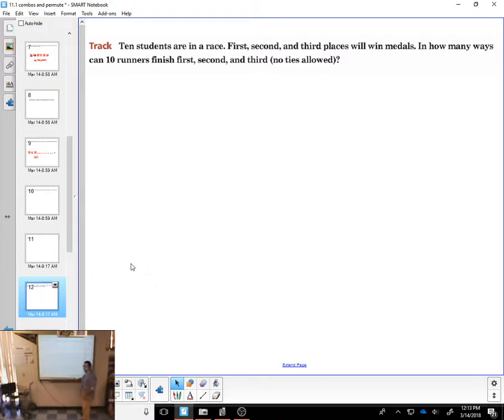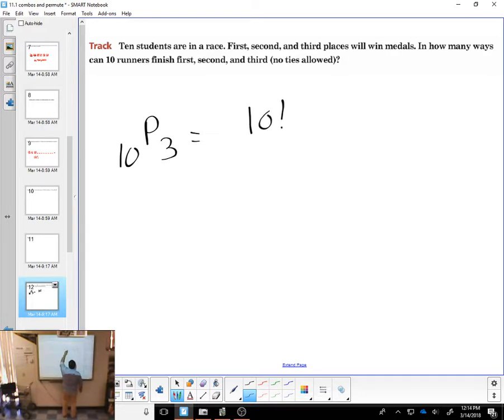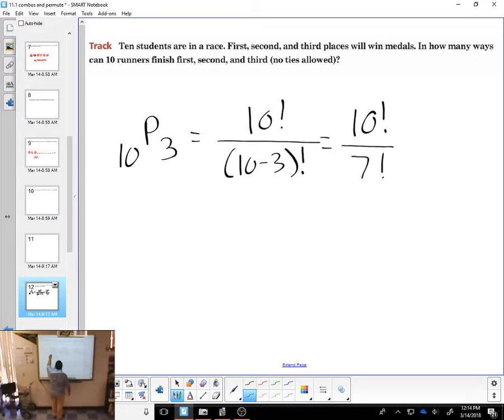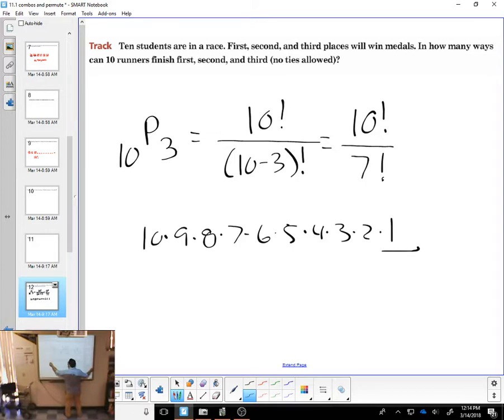So, let me show you this a couple ways. Thanks for closing your laptop. I'm going to do 10 permute 3. That means 10 factorial over 10 minus 3 factorial. That becomes 10 factorial over 7 factorial. Now, you could throw it in your calculator, but here's what you need to know. 10, 9, 8, 7, 6, 5, 4, 3, 2, 1, divided by 7, 6, 5, 4, 3, 2, 1.